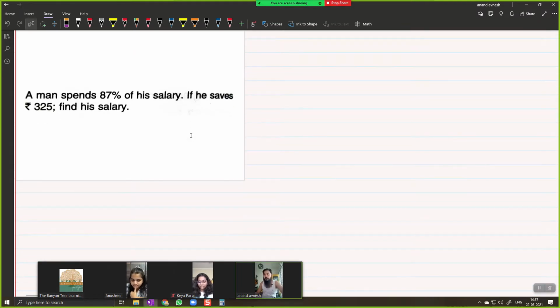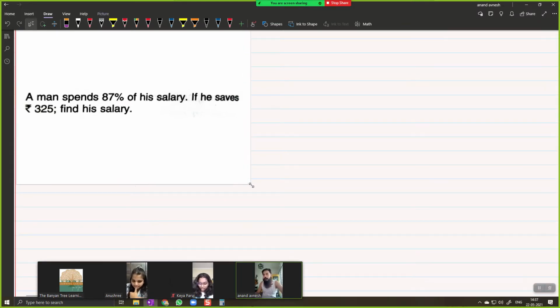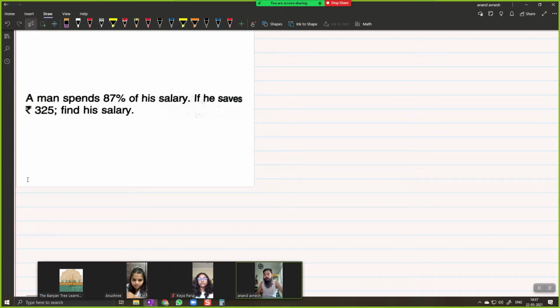Chalo, let's go ahead. Kea, please help me with this one. A man spends 87% of his salary. If he saves rupees 325, find his salary. Let the salary be rupees X.